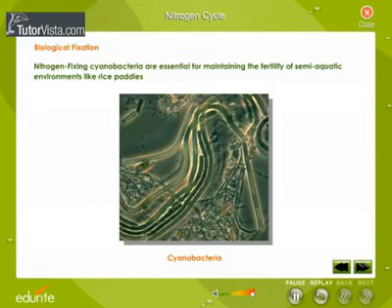Nitrogen-fixing cyanobacteria are essential for maintaining the fertility of semi-aquatic environments like rice paddies. Biological nitrogen fixation requires a complex set of enzymes and a huge expenditure of ATP. Although the first stable product of the process is ammonia, this is quickly incorporated into protein and other organic nitrogen compounds.